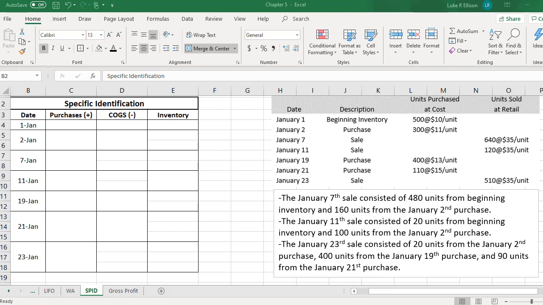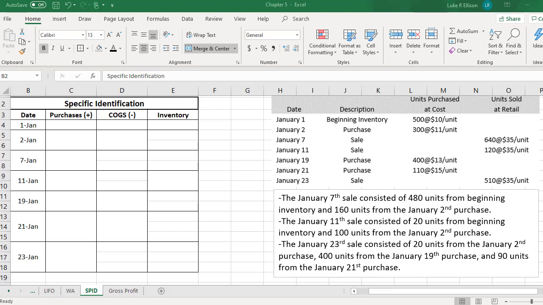For example, if I own a car dealership, it's relatively easy for me to keep track of how much I paid for each car on my lot, since the item I'm selling is large and I probably have relatively few sales per day. This might be done by keeping track of the serial number, which is unique to each car. So specific identification might be a good inventory costing method to use if I was running a car dealership.